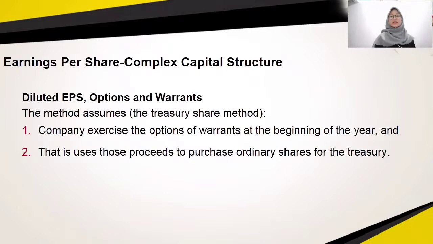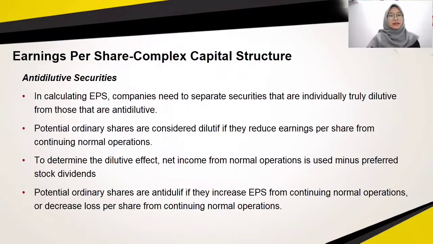And in the diluted earnings per share, options and warrants measure the dilutive effects of potential conversion using the treasury share method. The method assumes that one, the company exercises the options or warrants at the beginning of the year or date of issue if later. And the last is that it uses the proceeds to purchase ordinary shares for the treasury. And the next is anti-dilutive securities.